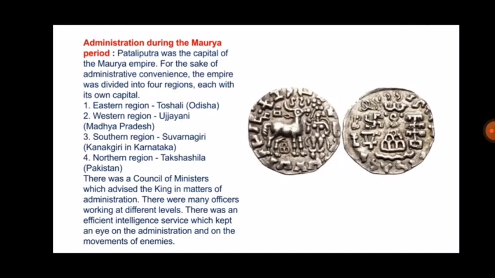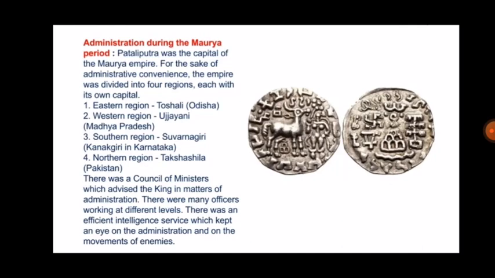Pataliputra was the capital of the Maurya Empire. For the sake of administrative convenience, the empire was divided into 4 regions, each with its own capital. As you can see, it was divided into 4 regions with the names of their capitals. The first, eastern region, was Toshali, today called Odisha.